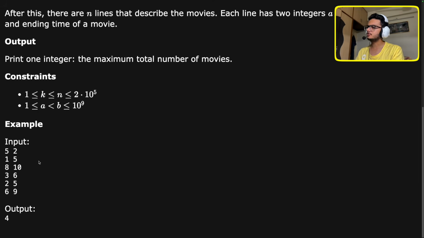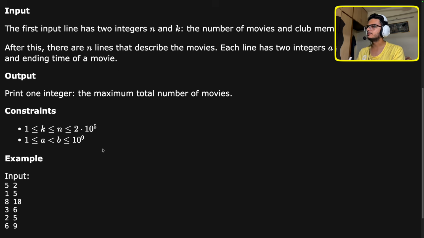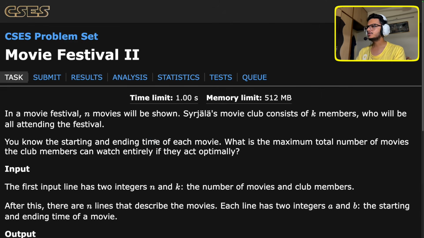We'll touch upon the example test case and constraints one more time when we discuss this question on the iPad. But I guess this question is just a generalized version of Movie Festival 1 where k was equal to 1. So let's move to the iPad and discuss this question a bit more.